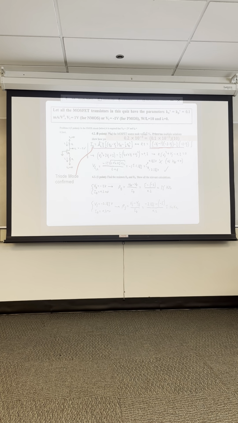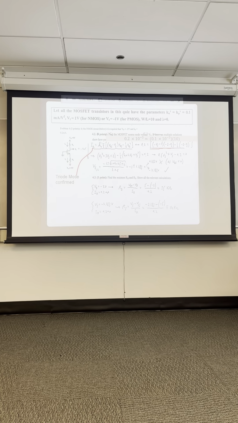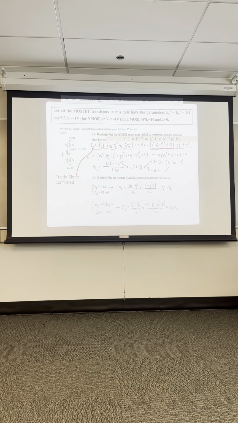It's 0.2 times 10 to the minus 3 is equal to 0.1 times 10 to the minus 3 times 10. And that basically is going to divide out to 0.2. So that's why this Kn prime W over L term is still in there, but this math shows that it divides out to 0.2. So now you basically have to take this part and separate it out into the various parts of the equation.